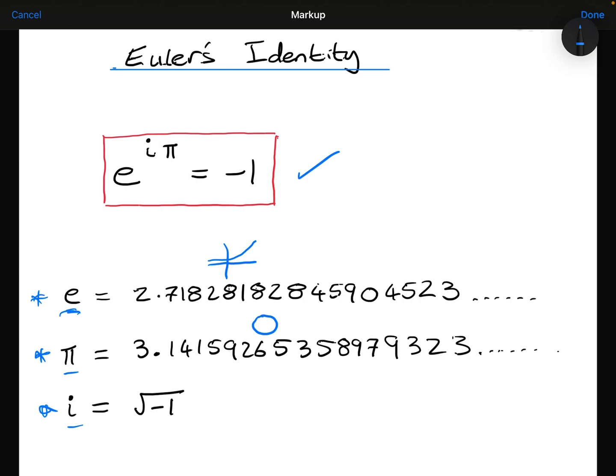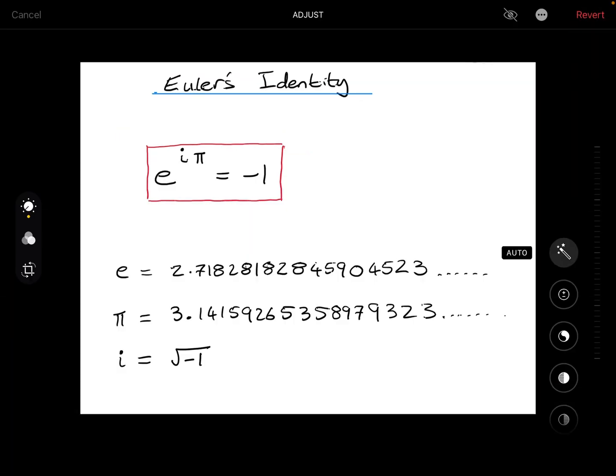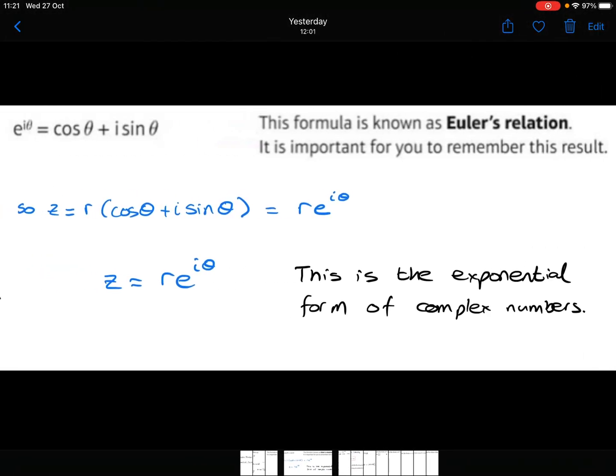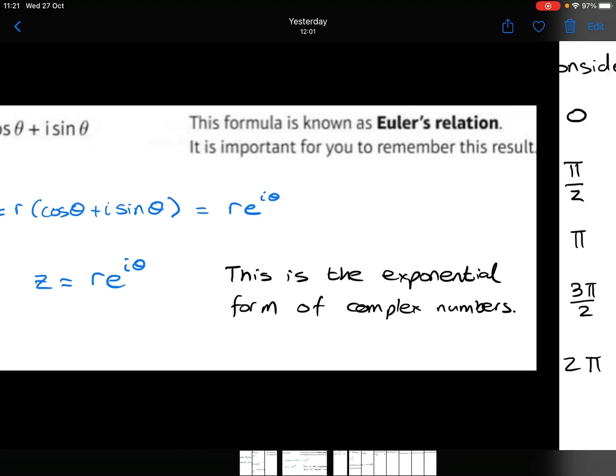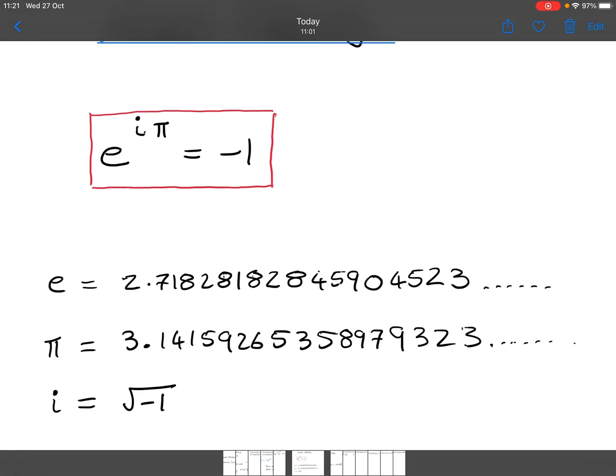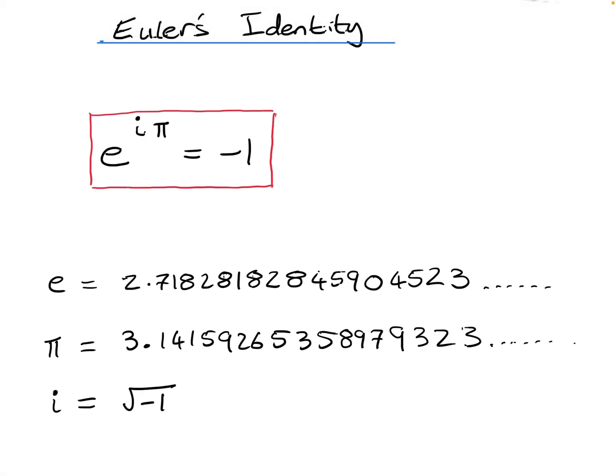So you have huge ideas embedded in this one tiny little neat formula. You've got the ideas of exponential growth, you've got the idea of circular measure, you've got complex numbers. These really complicated ideas all coming together in one tidy, neat little formula, which is the special case of our Euler's relation, our exponential form of complex numbers. So that is why this is considered to be one of the most beautiful equations in mathematics.